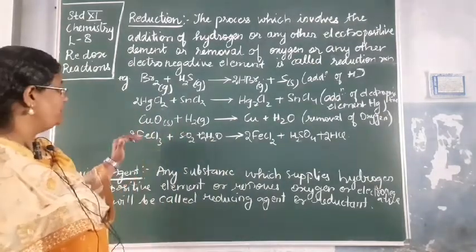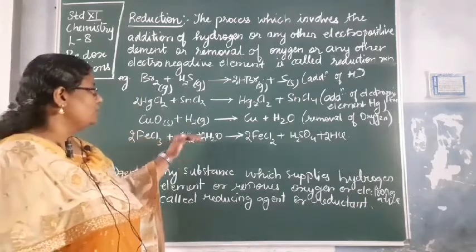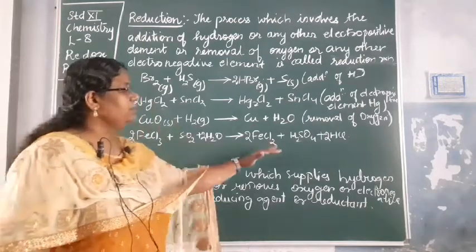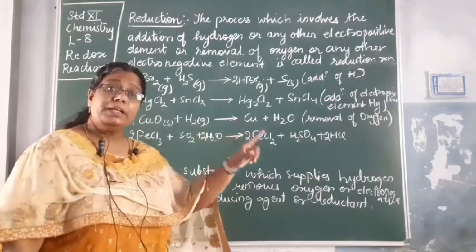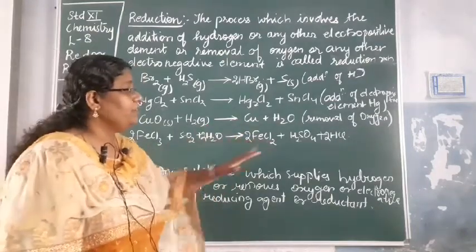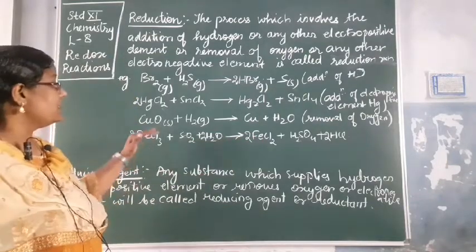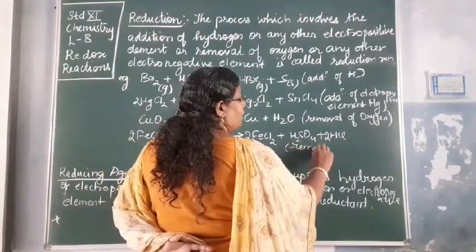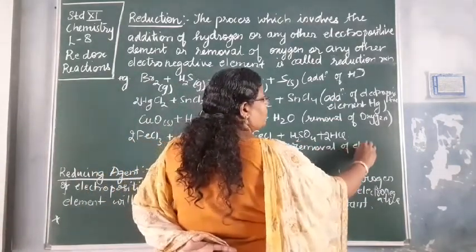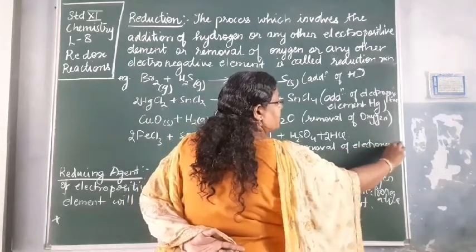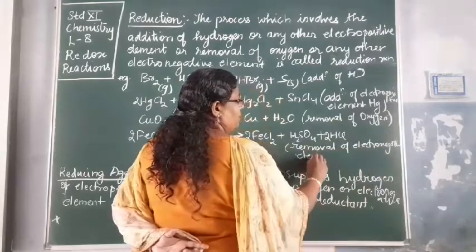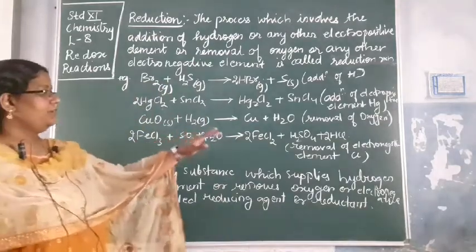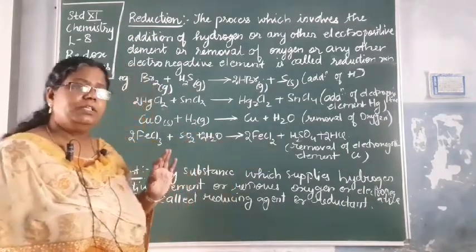We have got a balanced reaction where we are seeing the reaction of FeCl3 plus SO2 plus H2O. Now what is happening here? You see, from FeCl3 one Cl is being removed. So it is removing an electronegative element, and now we have FeCl2 only. So this is a reduction reaction involving removal of electronegative element Cl, chlorine. From FeCl3 you have taken out 1 Cl giving you FeCl2.